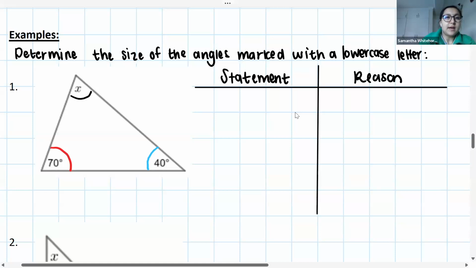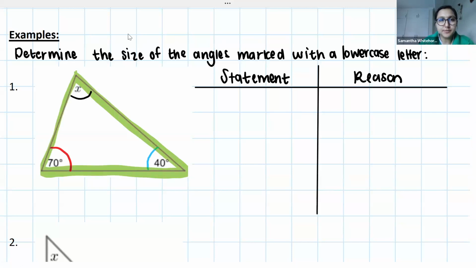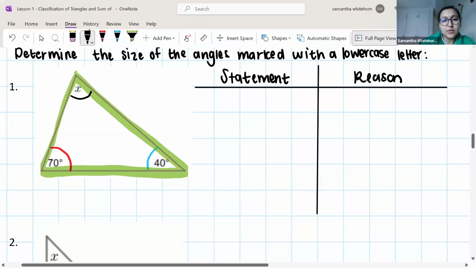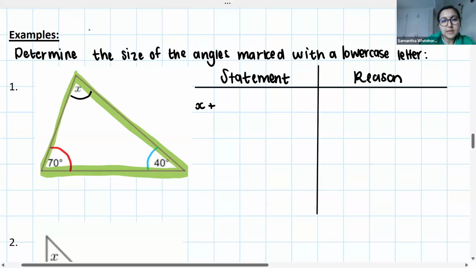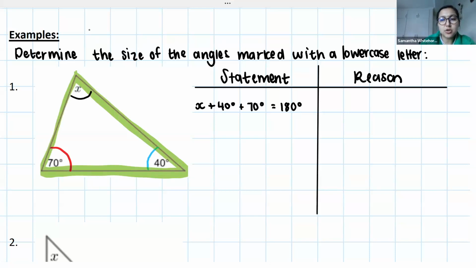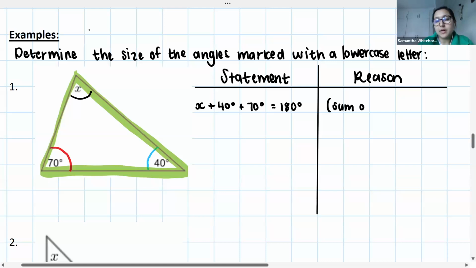Grade 8, obviously what I have here is a triangle. I've got that closed shape. Because I have a triangle, I can now use the first triangle reason that I learned. So I know that if I add these angles up, x plus 40 plus 70, I have to get 180 degrees, because in any triangle, when I add them up, I must get 180 degrees. Our reason, remember, always have to give a reason: sum of angles in a triangle.